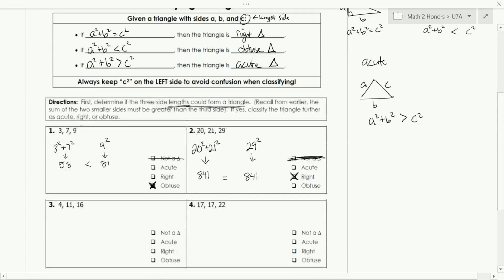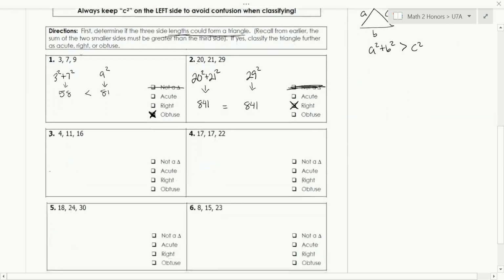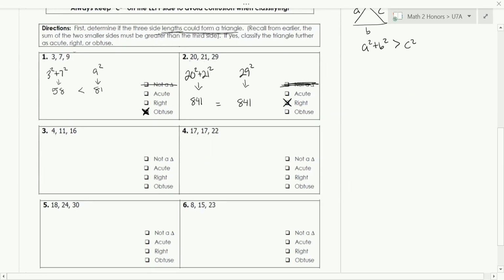Okay. All right, so finish it off. Do 3, 4, 5, and 6. They're not too difficult of problems. Give them a try.